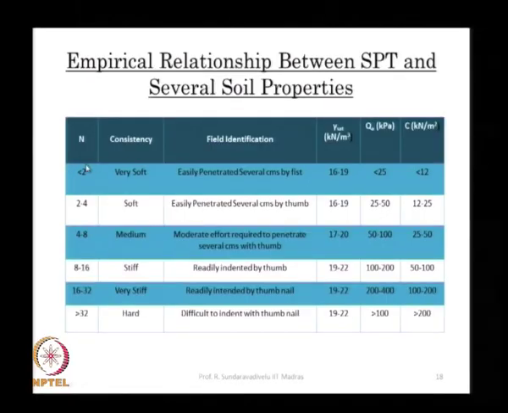If N is less than 2, generally the saturated density will be lesser. The c value is taken as 6 times N in kilonewton per meter square. 6 times N value is taken as c value: 6 into 2 is 12, N of 2 to 4 gives 12 to 24, 4 to 8 gives 24 to 48. So, 6 times N will be taken as c, and q will be 2c. As the consistency of the soil increases, the density of the soil also increases.